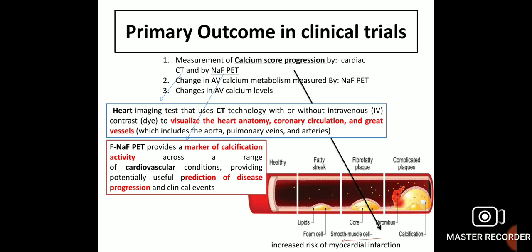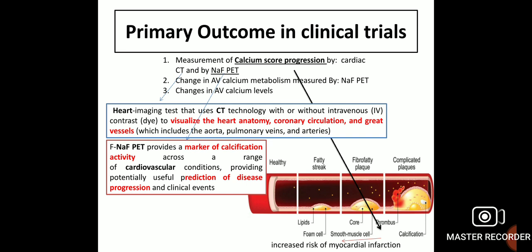So we'll see primary outcomes in clinical trials of this disorder. The measurement of calcium score progression, then change in atrioventricular calcium metabolism, then changes in atrioventricular calcium levels. So how can it be done? Calcium score progression is done by CT or NaF PET scan, then atrioventricular calcium metabolism is done by NaF PET scan.